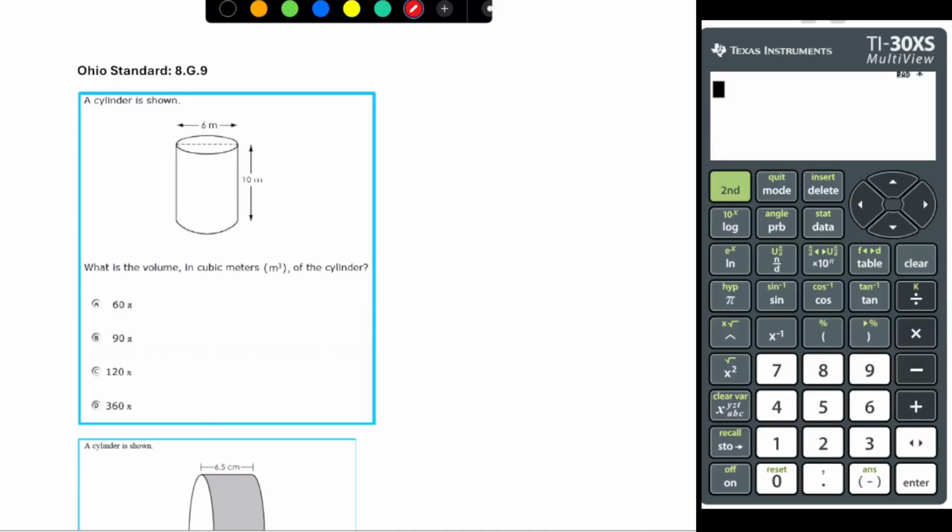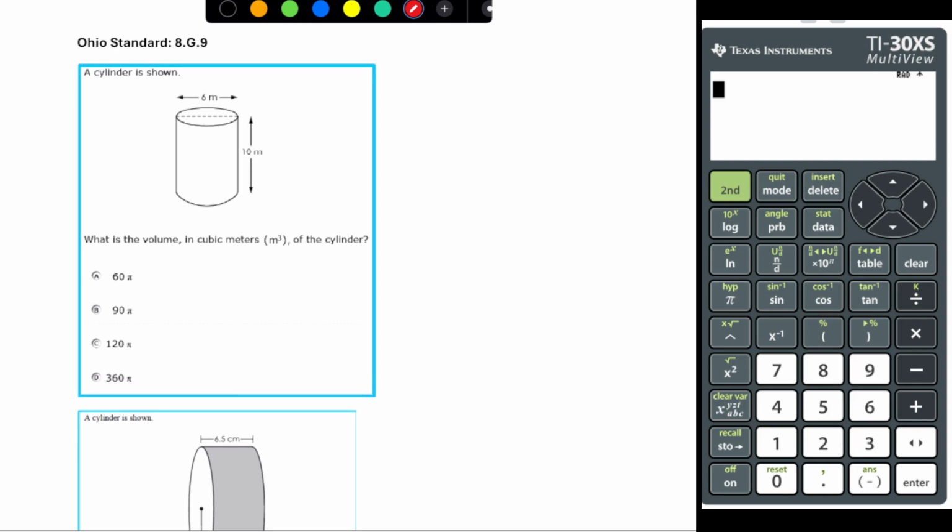All right, we are back with another Ohio State Test standard review. Today we are talking about standard 8.G.9, which has to do with volumes. If you've been watching all of these videos in chronological order, this is the last standard that we have to cover, the very last one. So let us celebrate that. But first, we have problems to solve.